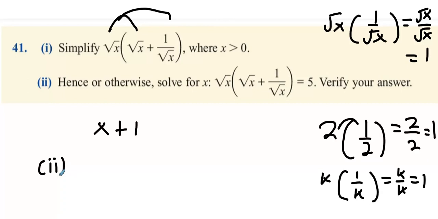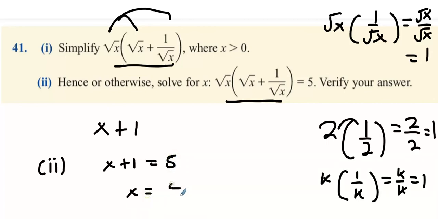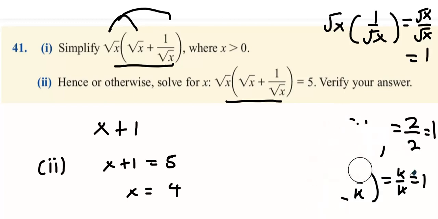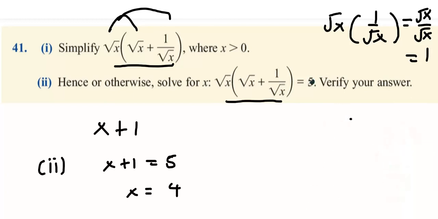Now, part 2. What can we replace this with? I think we already did it. x plus 1 equals 5, therefore x equals 4. What does it mean by verify answer?